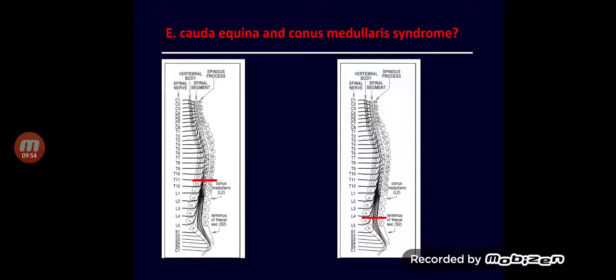While in cauda equina syndrome, say at the area of L2 down to S5, the peripheral nerves have already branched off from the spinal cord and are mostly affected, resulting in low back pain, weakness, paralysis in the lower limbs, loss of sensation, bowel and bladder dysfunction, and loss of reflexes. Unlike conus medullaris syndrome, the symptoms often affect only one side of the body.